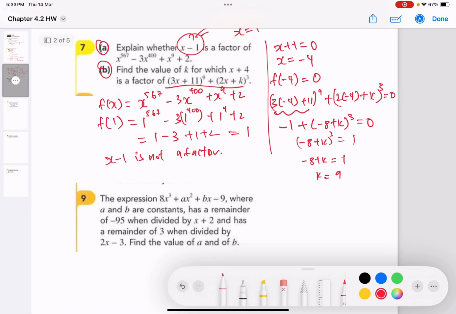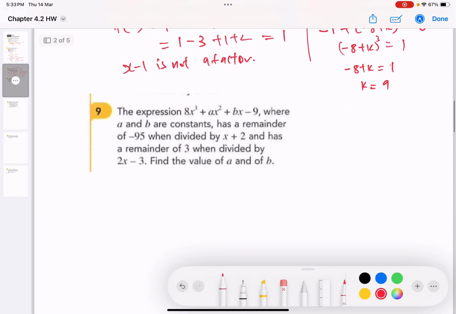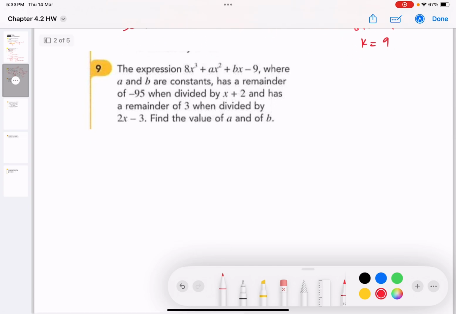Okay, let's move on to question number 9. Now, if I'm going a little bit too fast or if you don't understand anything, please do drop me a text, all right? So make sure that you understand this. Do not just rush through this. I'm going a little bit faster, but you can slow down this video if you really need to.